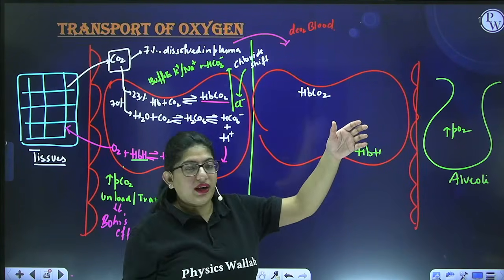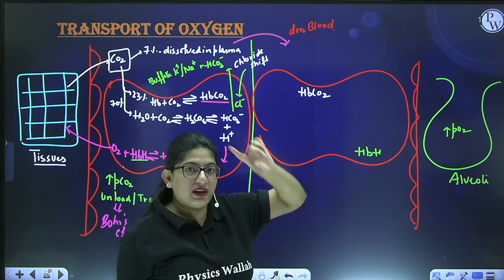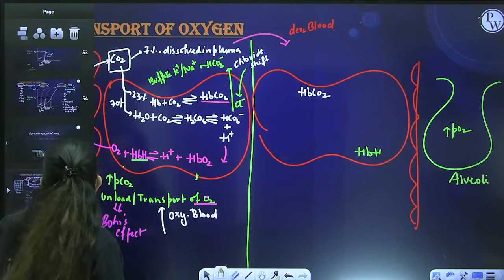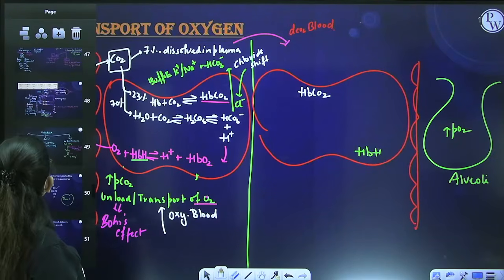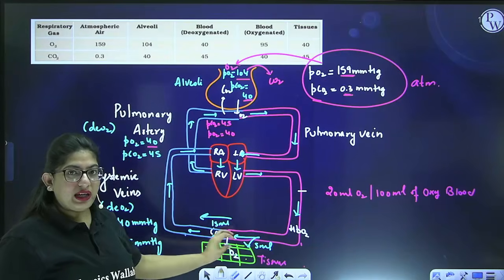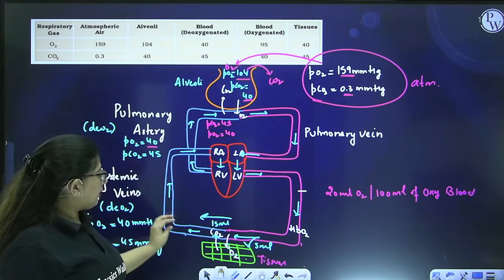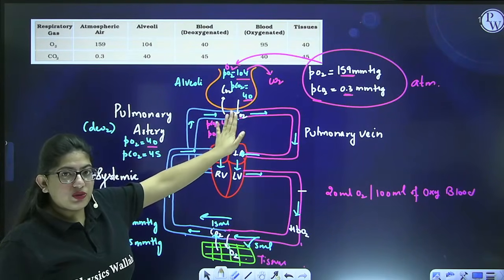Now what will happen when this RBC, which has a lot of carbaminohemoglobin and hemoglobin bound with the H positive ion, enters around the alveoli? The blood is moving. Now we are talking about this portion, guys. Here we have made HbH and we have made HbCO2. Now this blood is moving and it has reached here. So here the blood has HbH and HbCO2.